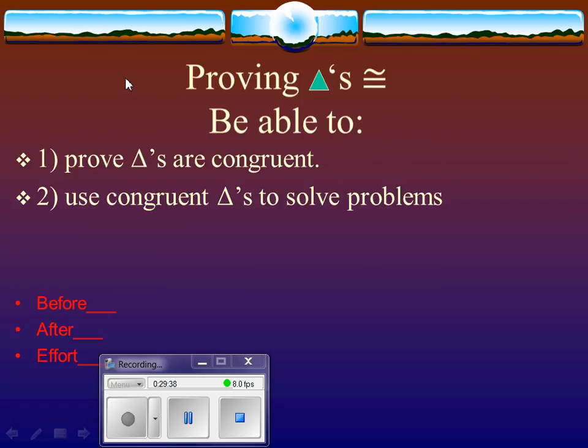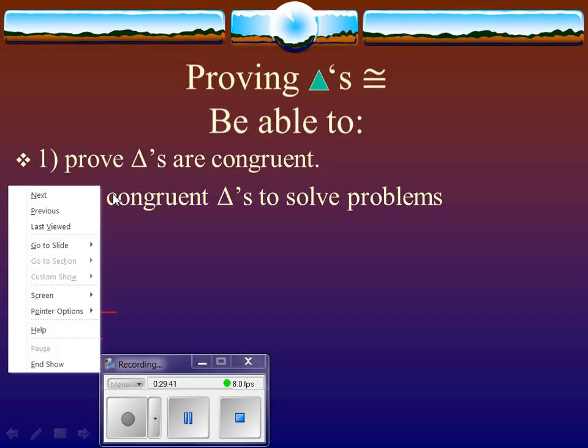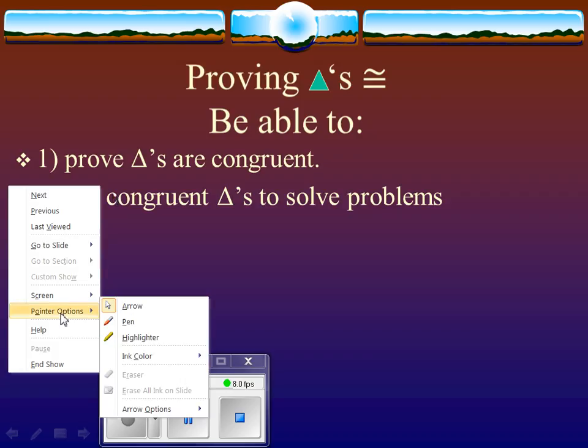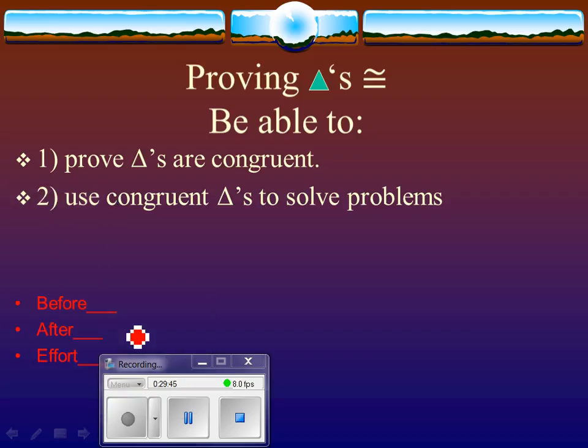All right, these are your notes for today. Go ahead and start copying them down. We're going to prove triangles are congruent.